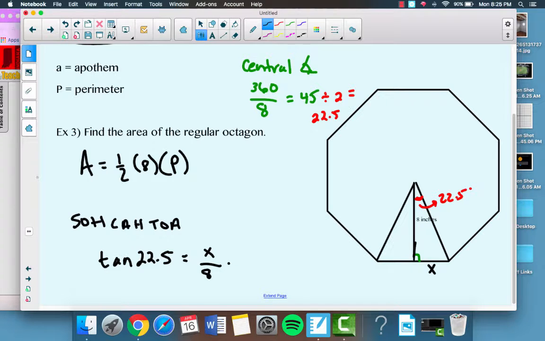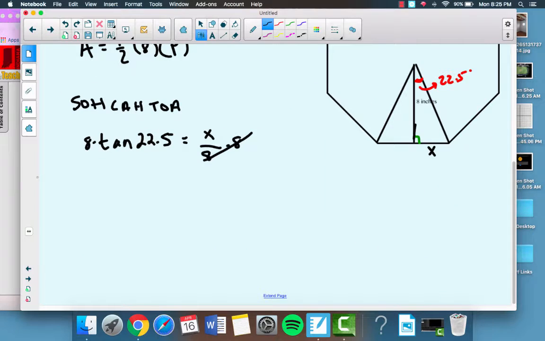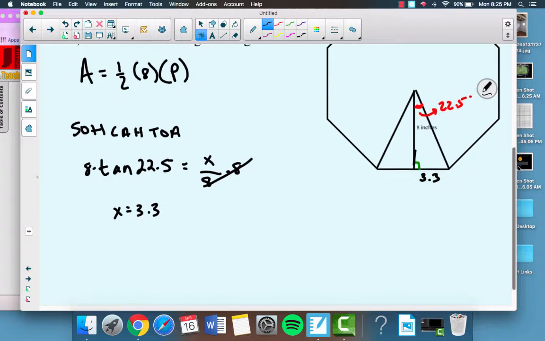So to solve this, I'm going to multiply both sides by 8. So that will cancel. And then I just have to type this into my calculator. So 8 times the tangent of 22.5, that's going to get me a side length of 3.3. So right here in that X spot, I'm going to put a 3.3. Now be very careful because that's not the whole side length. That's only half the side length.